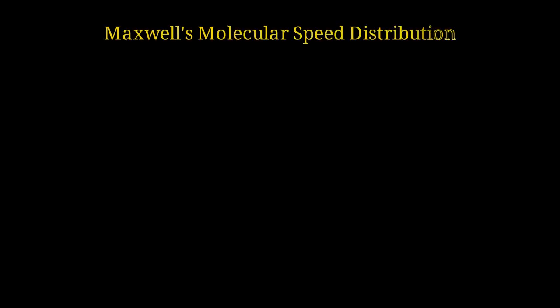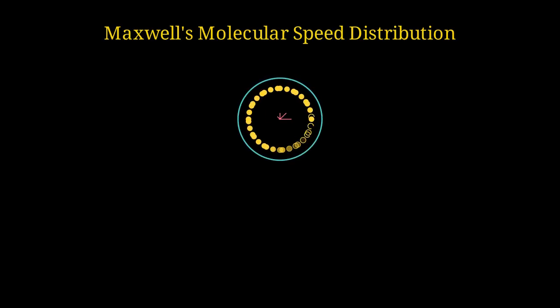Join us for an in-depth exploration of James Clerk Maxwell's revolutionary discovery of molecular speed distributions in gases. In the mid-19th century, scientists were puzzled by the behavior of gas molecules. How fast do they move? Do they all move at the same speed?